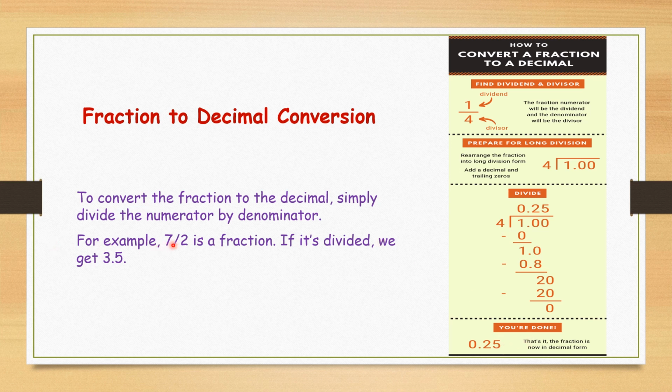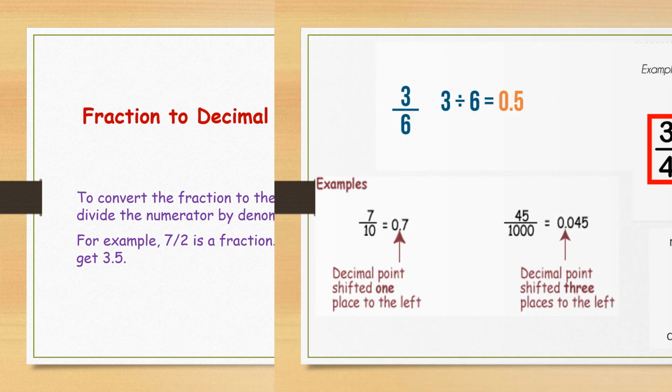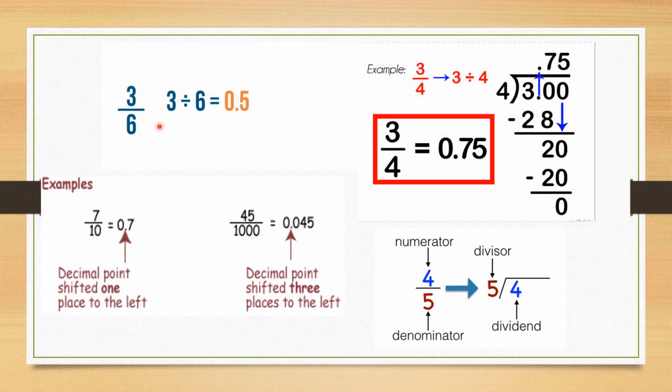7 by 2 is a fraction. Its decimal value will be 3.5. 3 by 6, that is 3 divided by 6, will be equal to 0.5. Good. 3 by 4 will be equal to 0.75. Now what about 7 by 10? See, the denominator there is 10. So the decimal will be placed before one digit of the numerator. So 7 by 10 will be 0.7. Just a simple rule: remove the 0 and put the decimal.